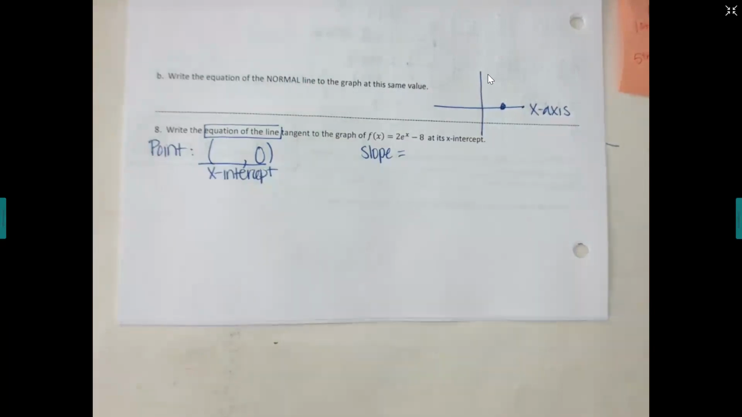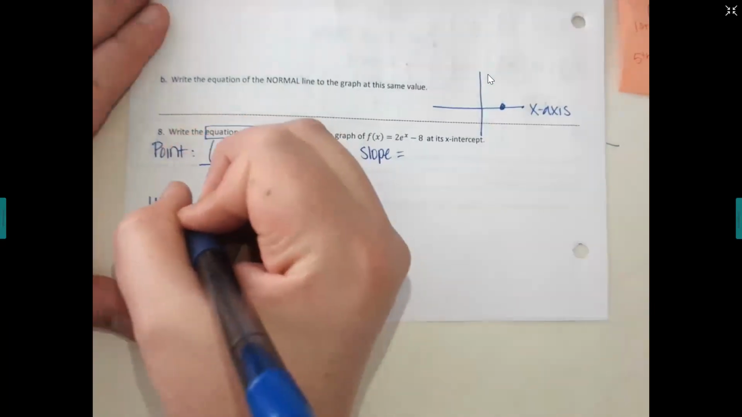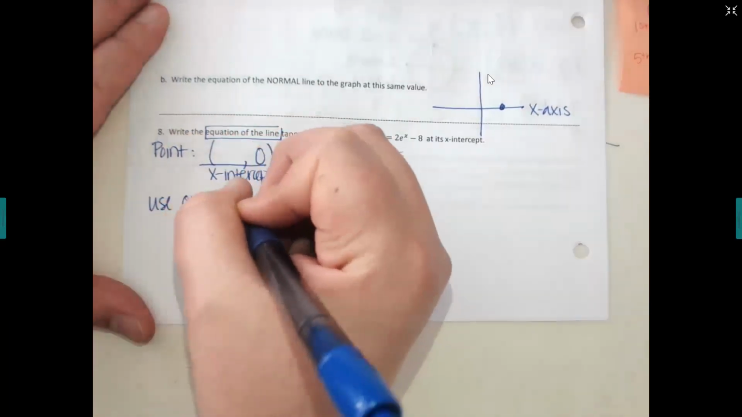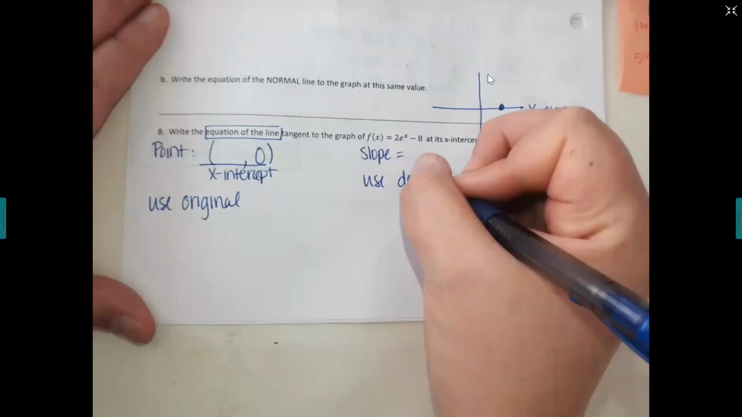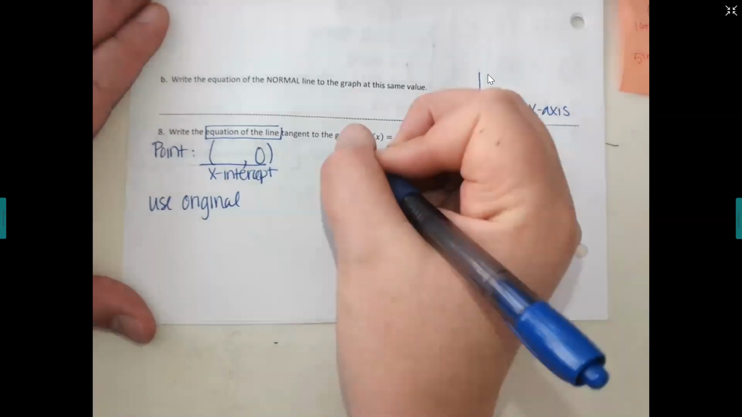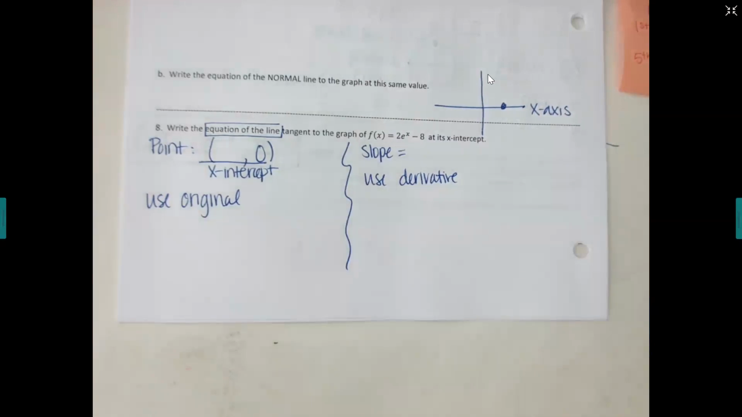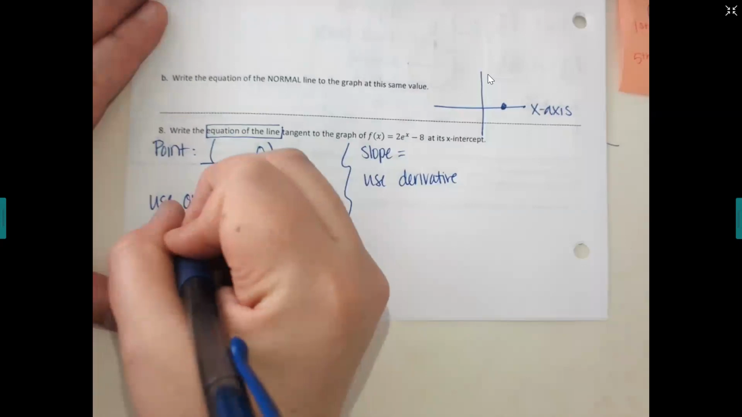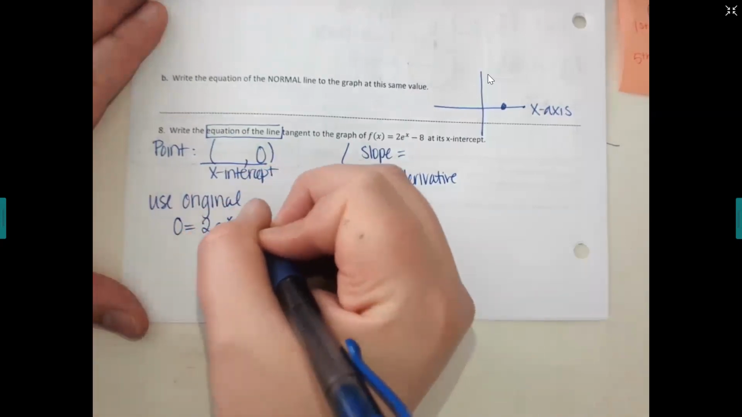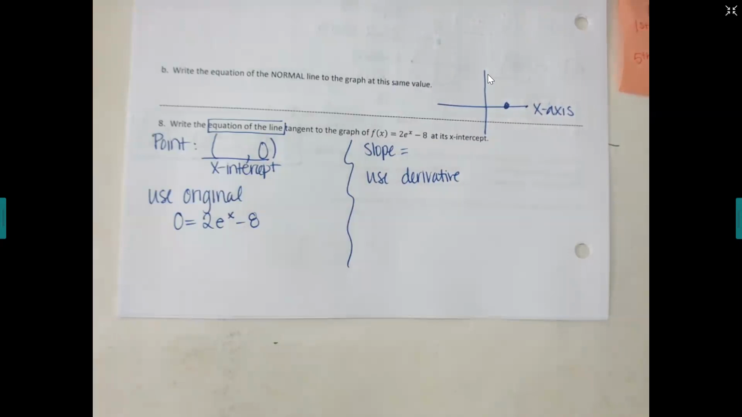So instead of them giving me the x this time, they're giving me the y, but I still use the original function. Okay, so we're still going to use the original function here, and we're going to use the derivative over here. That's not going to change. What is going to change is where I plug the number in. Now my x isn't a 0, my y is a 0. So instead of plugging in my 0 here, I'm going to plug it in on this side. So my equation is going to be 0 equals 2e to the x minus 8. And I'm going to just have to work backwards to find that x.